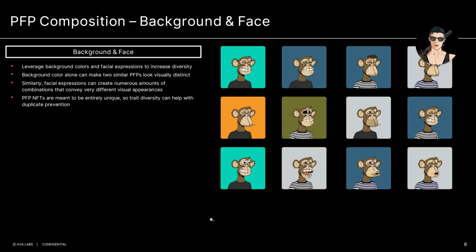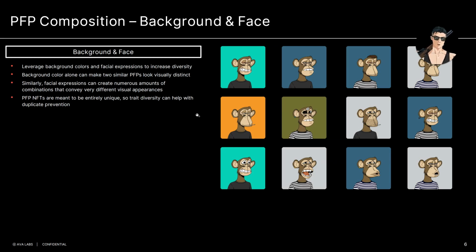Next is background and face. These are traits that can create a lot of diversity across your collection without a lot of incremental work. So background, obviously, you want to have a cohesive set of colors that make up the backgrounds within your collection, but it doesn't take a lot of work to actually create these backgrounds. And the reason that's important is if you're a solo artist founder, or you only have one or two artists on your team, your art capacity is going to be very limited.